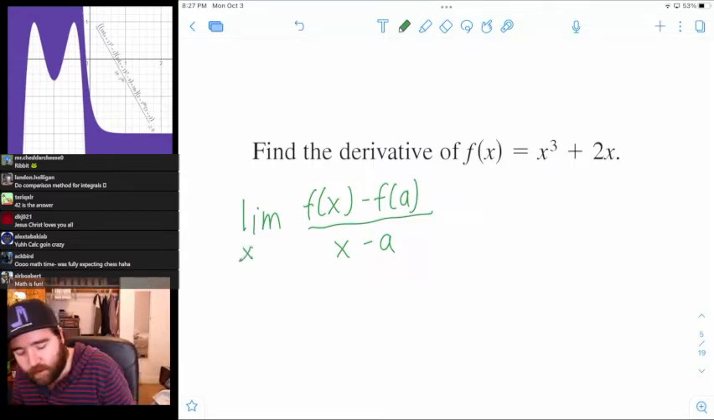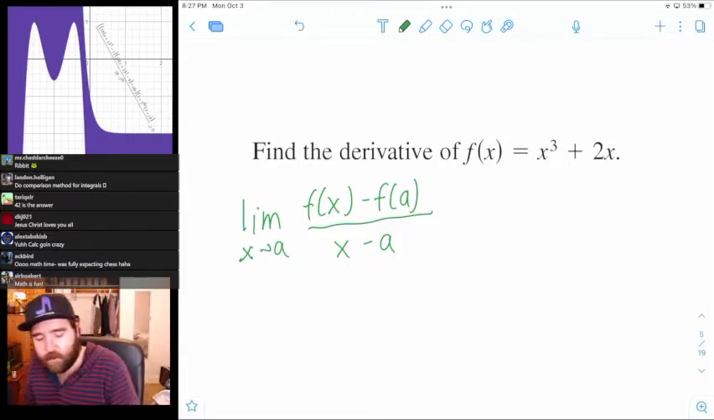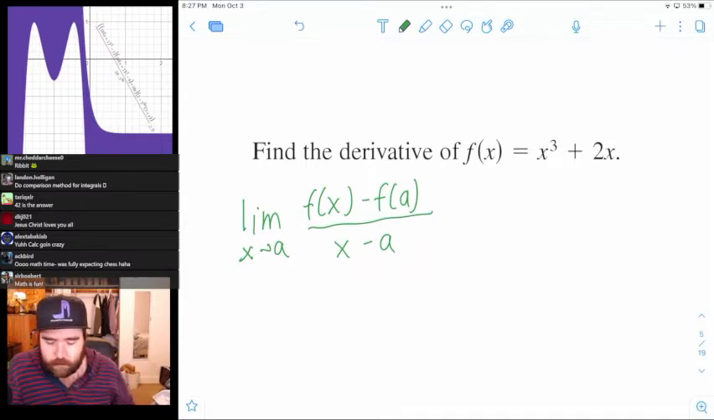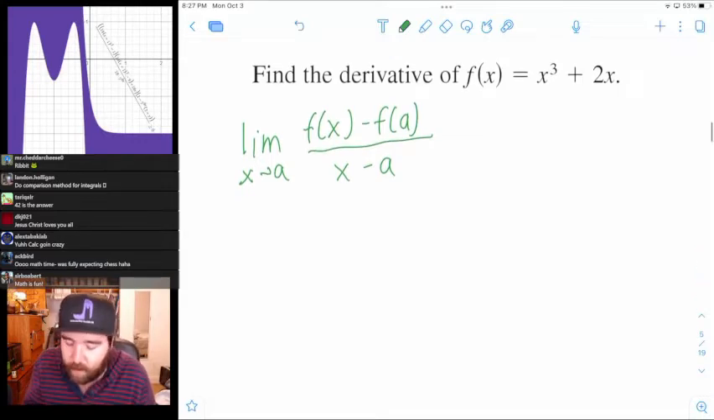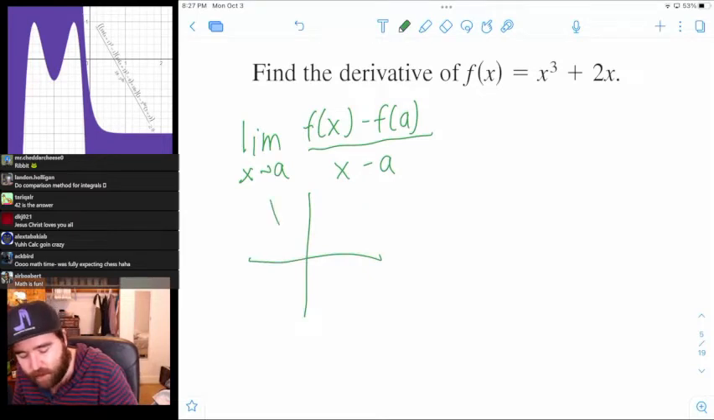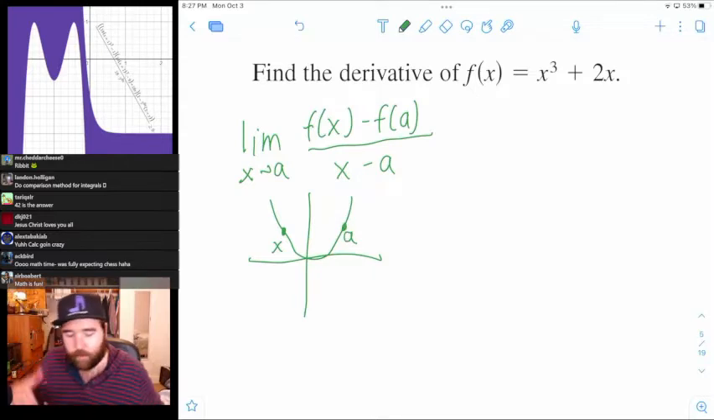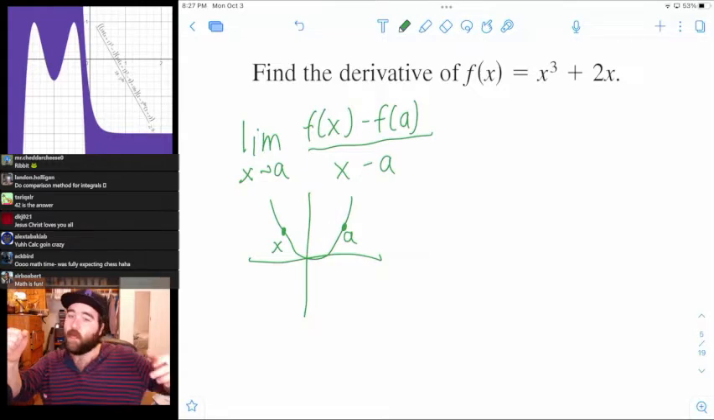And what we did was we wanted to see what happens as that x value gets closer to a. So that's not the idea that I usually think about. Instead of thinking about it as two different points, if this is our point x and this is our point a, we're thinking about making them closer together, turning x into a.